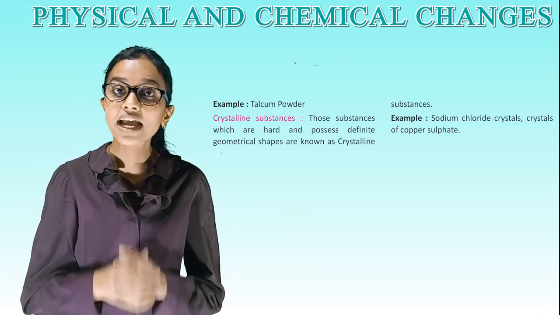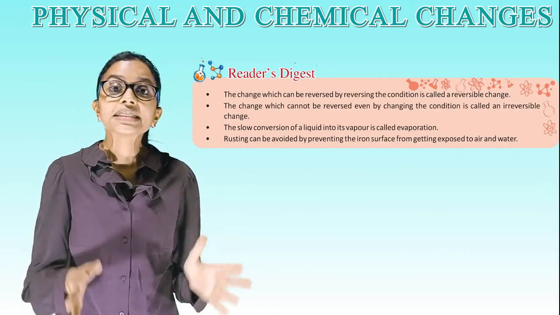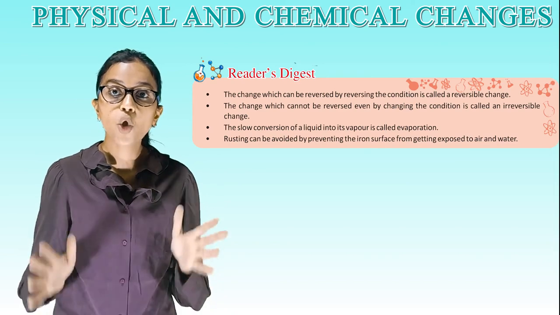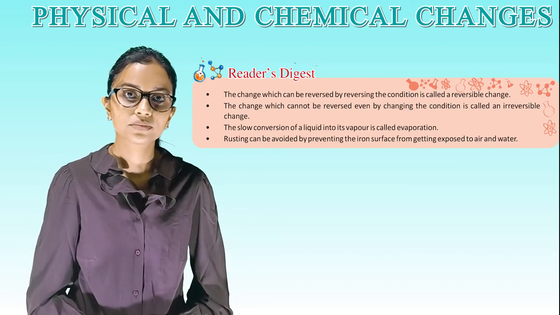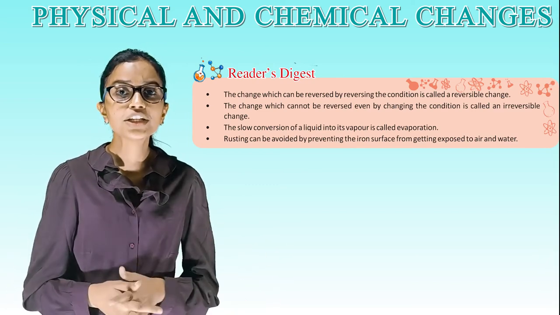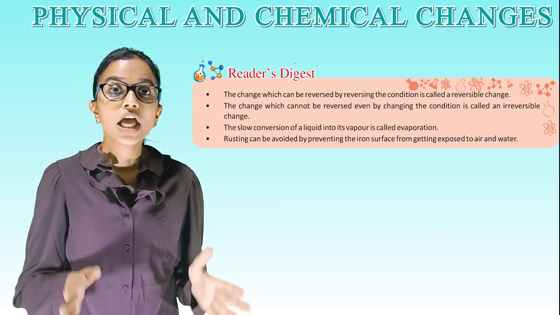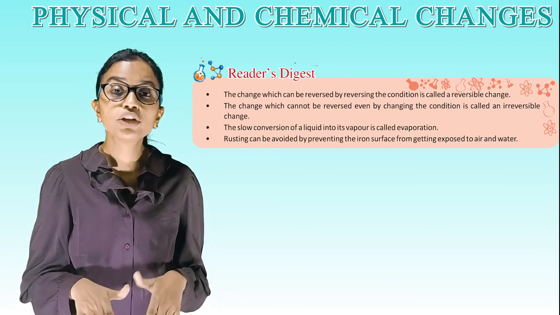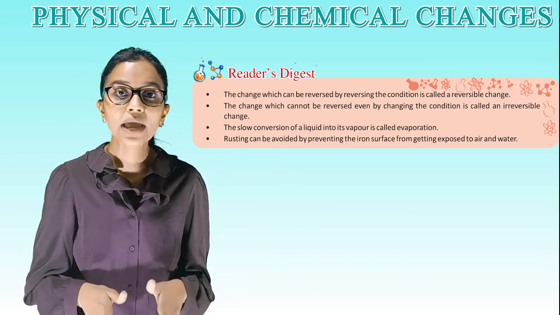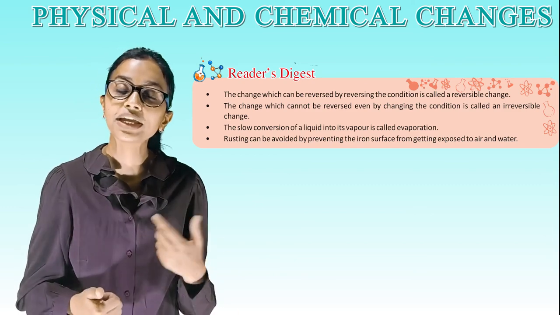Now students, it's time for the Reader's Digest. The change which can be reversed by reversing the condition is called a reversible change. The change which cannot be reversed even by changing the condition is called an irreversible change. The slow conversion of a liquid into its vapor is called evaporation. Rusting can be avoided by preventing the iron surface from getting exposed to air and water.